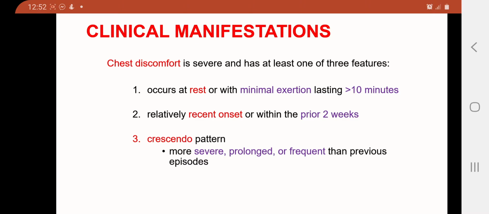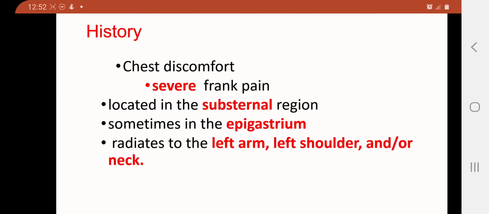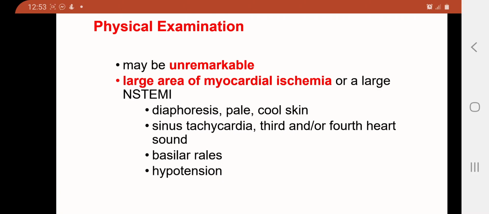What are the clinical manifestations? Chest discomfort is described as severe and has at least one of the following three features. It can occur at rest or with minimal exertion lasting more than 10 minutes. It is of relatively recent onset, within the prior 2 weeks. It is a crescendo pattern, more severe, prolonged, or frequent than previous episodes. The chest discomfort is described as a severe frank pain located in the substernal region, sometimes in the epigastrium, radiating to the left arm, left shoulder, or neck area.